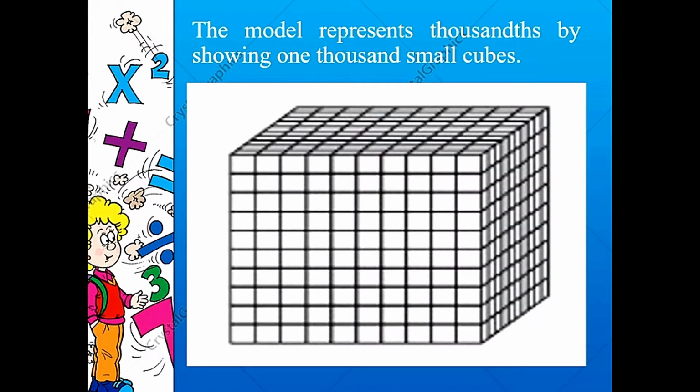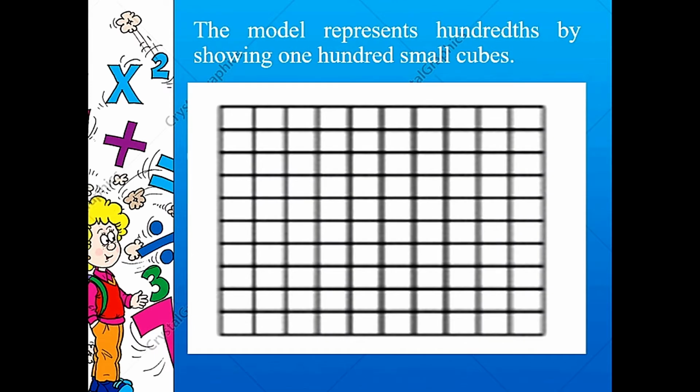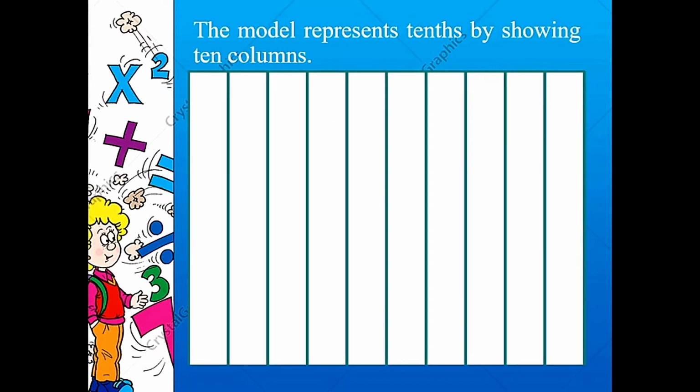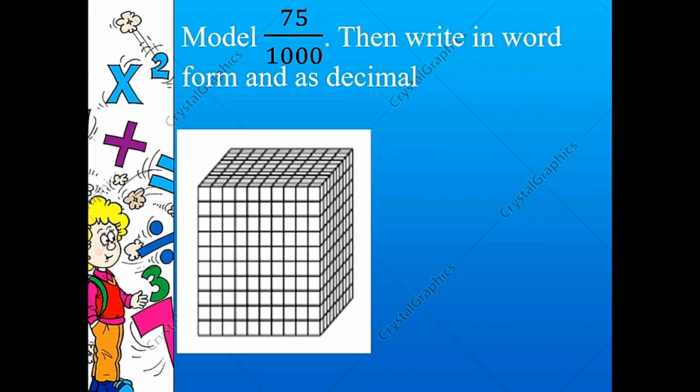Let's continue. We will be using three models in this topic. Let's begin with the first one. The first model represents thousandths by showing 1,000 small cubes. The second model represents hundredths by showing 100 small cubes. And our last model represents tenths by showing 10 columns. Okay, we have only three models: thousandths, hundredths, and tenths. Now let's begin with thousandths.